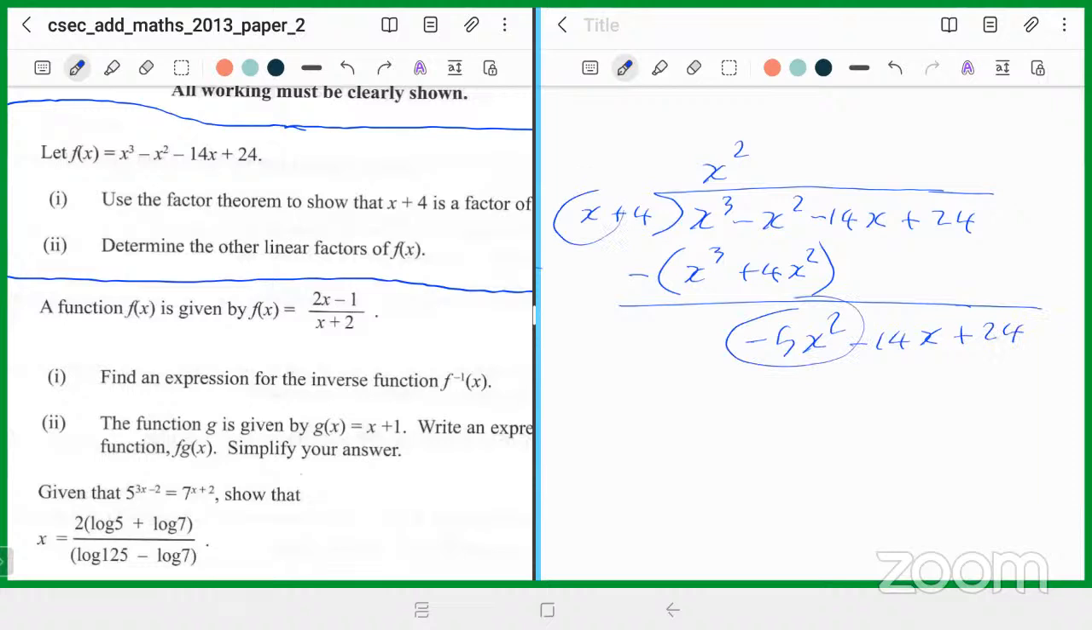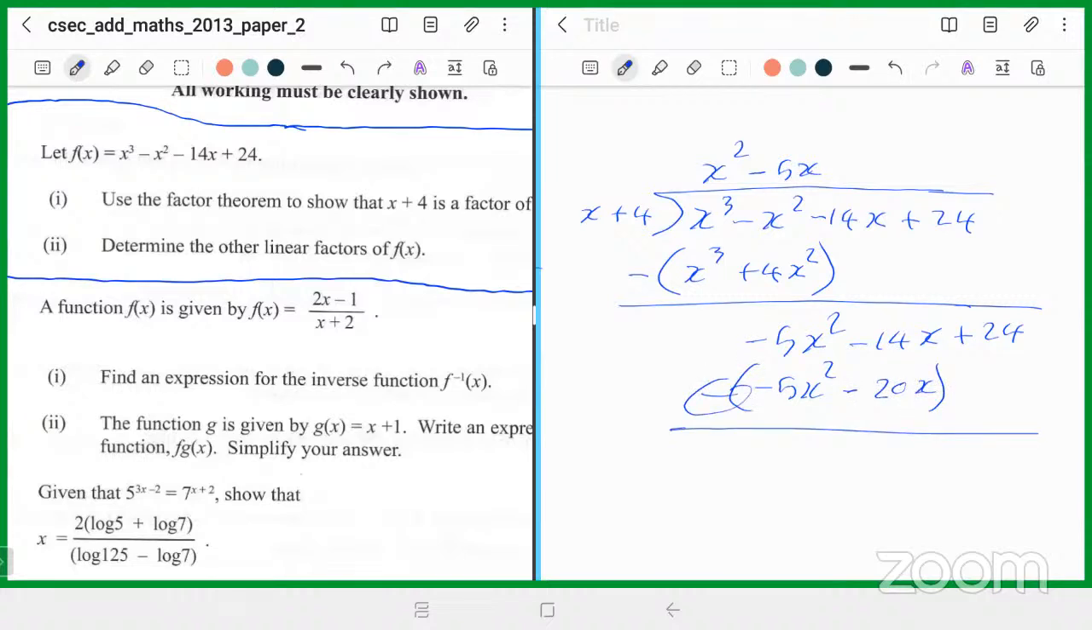Then it's this one divided by this, so that becomes a minus 5x. Minus 5x times these gives minus 5x squared and minus 20x. Subtract, and this minus makes it a plus. So it is 20x minus 14x, that's 6x, then plus 24. Then 6x divided by x gives me positive 6. Positive 6 times these will be 6x plus 24. When you subtract this, the remainder is 0 because it was a factor.